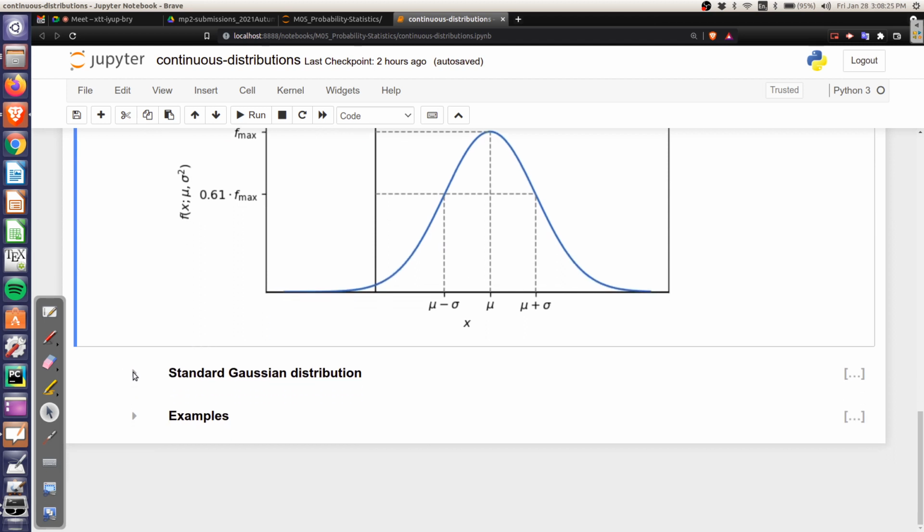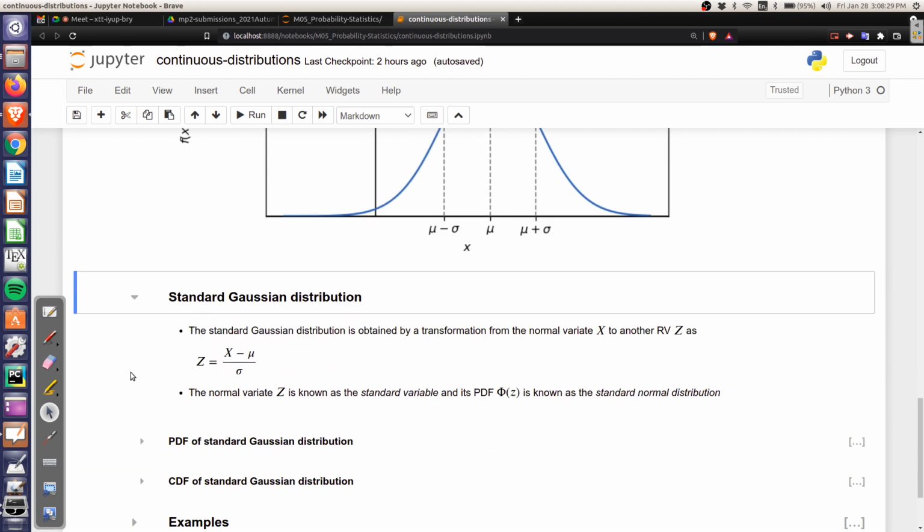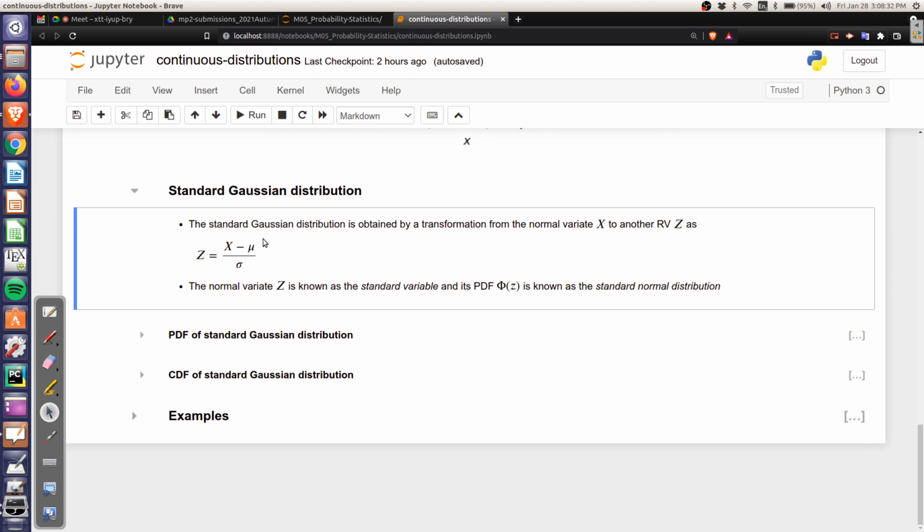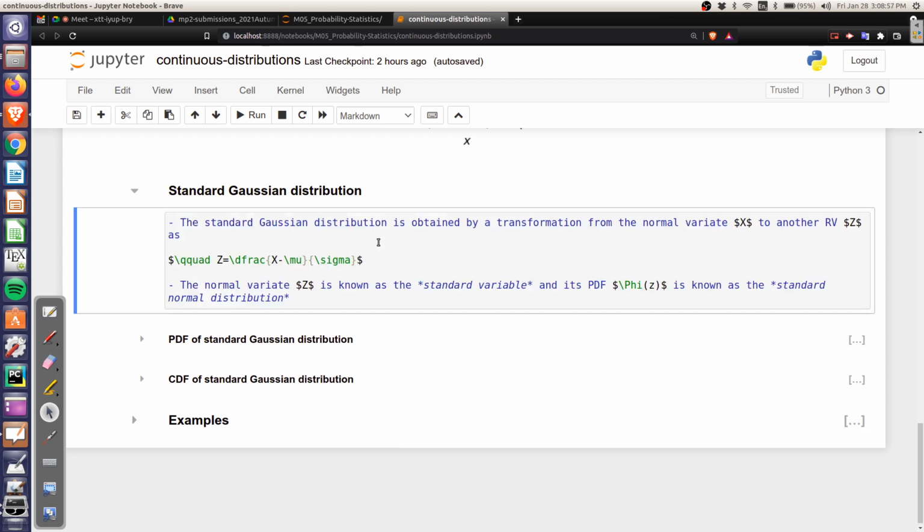So now we come to a very useful tool, which is called the standard Gaussian distribution. Again, you will find it very helpful when you do your course in statistical physics in your 4th semester. So what is the standard Gaussian distribution? It says that I can produce a standard Gaussian distribution if I make a transformation. So if I want to go from one normal variate to another random variable z, where x is a normal or Gaussian variate and z is another random variable, then we make a transformation from x to z.